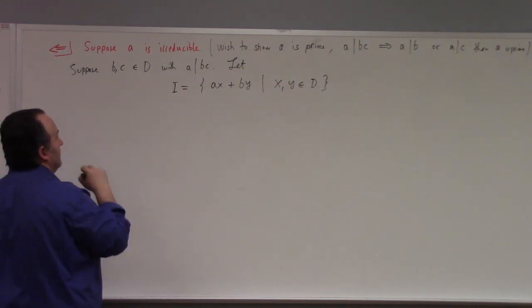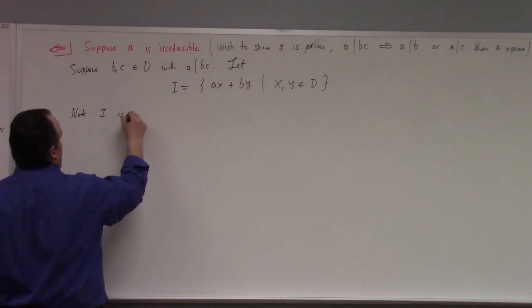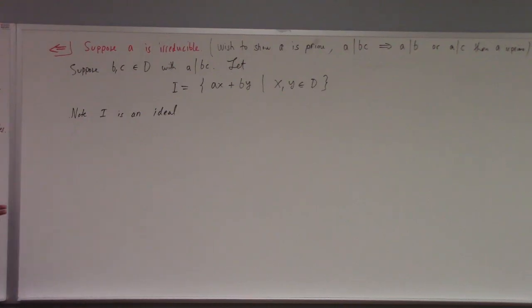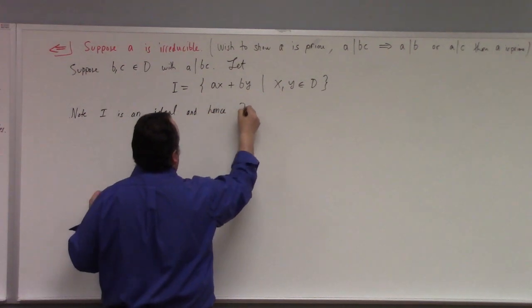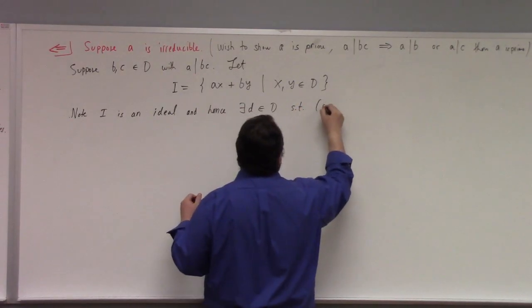So I is an ideal, notice, right? You could prove that. I'm not going to stop and do that because it's routine at this point for us, but we can prove that's an ideal. Because the difference of such things is again such a thing, so it's a subring, and it's closed under multiplication, right? So it's an ideal. And hence, there exists D in the domain such that D generates I.